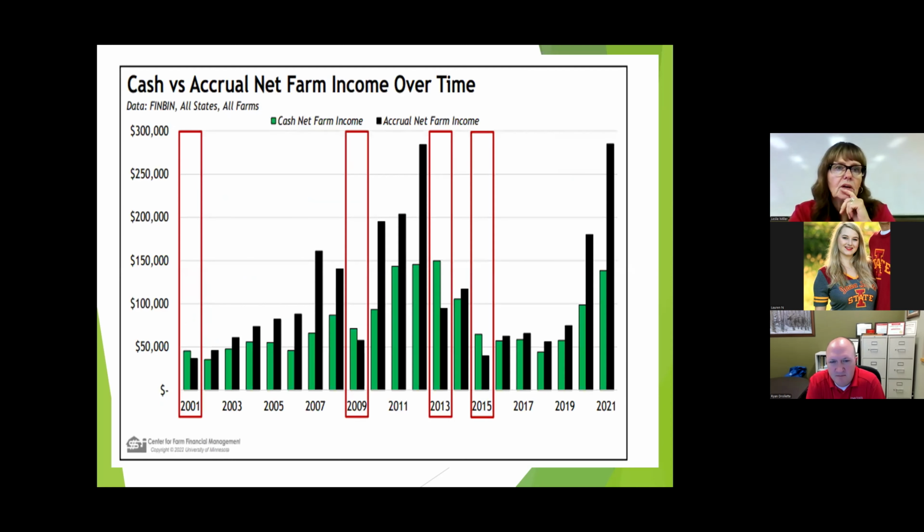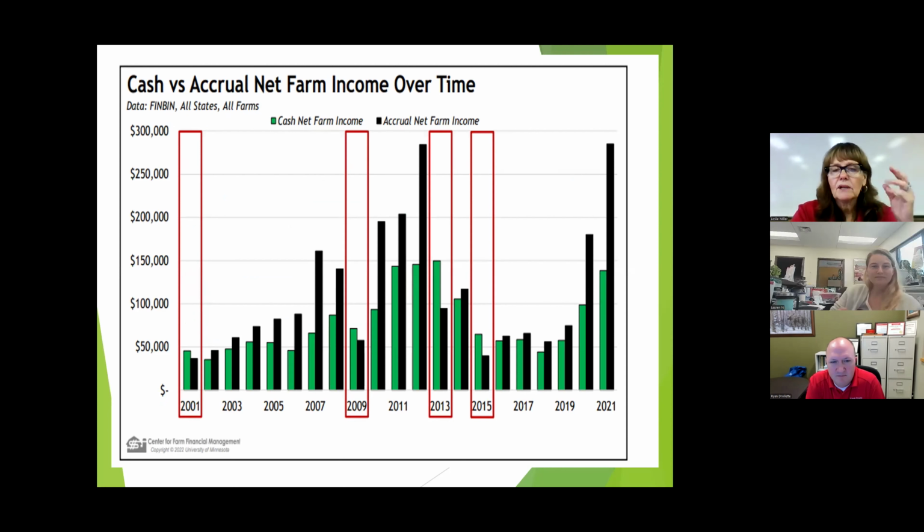There's a chart that was put together by the University of Minnesota, and they don't have a current version of this chart, but it shows you that over the years there have been big differences from time to time between your net cash farm income and your accrual-based net farm income. Usually in years where prices are going up, that accrual farm income is going to be much higher. And when they're going down, it's going to be lower than your cash farm income.